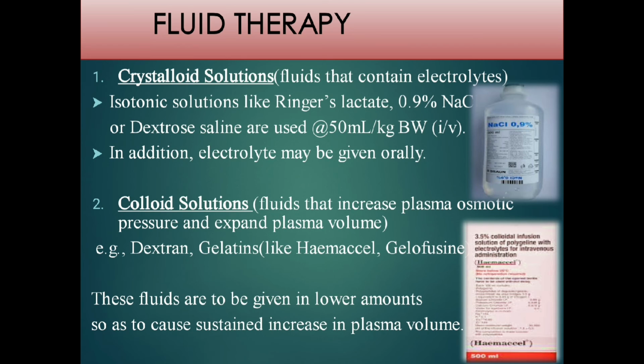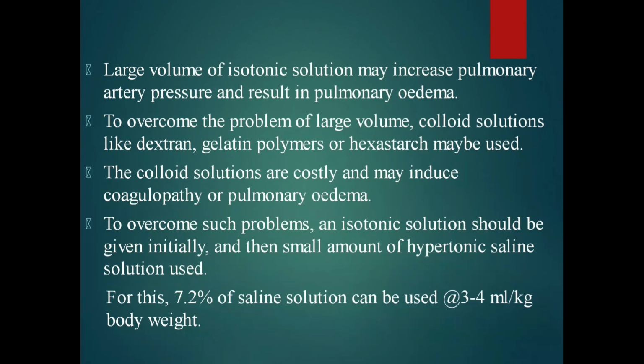The fluids to be given in case of colloid solutions, as I mentioned before, are much lower, around 10 to 20 ml per kg per day, and can be given faster if needed. Now, a large volume of isotonic solution may increase pulmonary artery pressure and result in pulmonary edema. To overcome such a problem of large volume, colloid solutions like dextran, gelatin polymers or hetastarch or hexastarch may be used. The colloid solutions are costly and may induce coagulopathy and pulmonary edema.